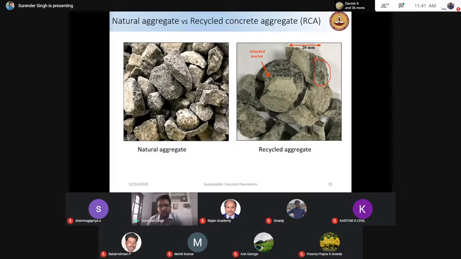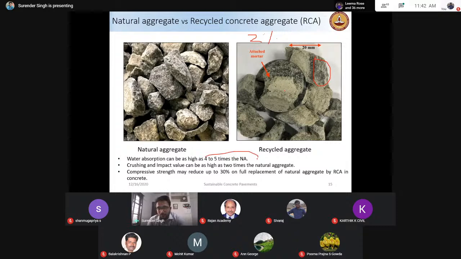Why is it the culprit? Because as an engineer, you should know the water absorption of the aggregate should be less than 2%. Then only you can use it. If it is more than that, then it's an issue. What issue? Durability related issues can be there. In case of the recycled concrete aggregate, the water absorption value could be 5 times higher.